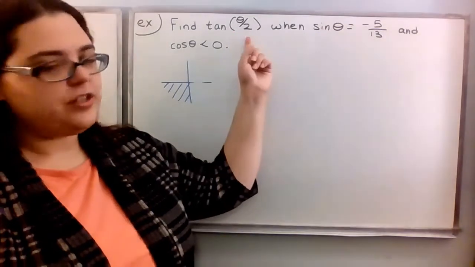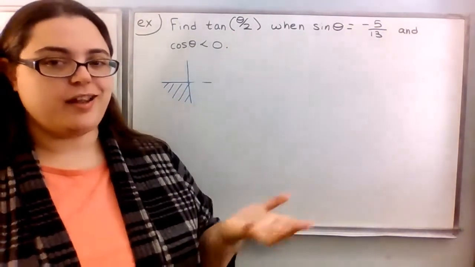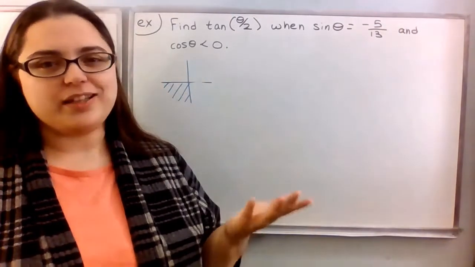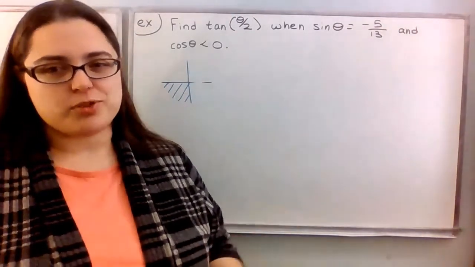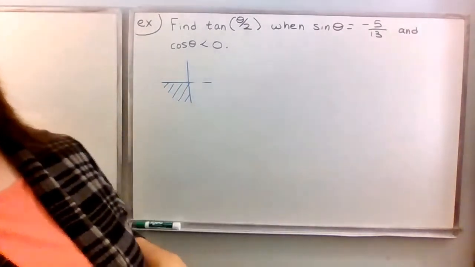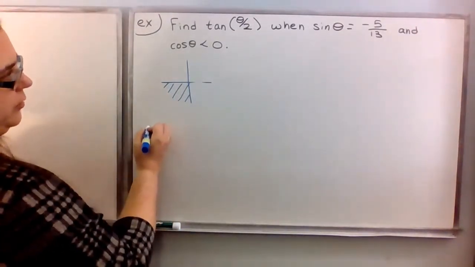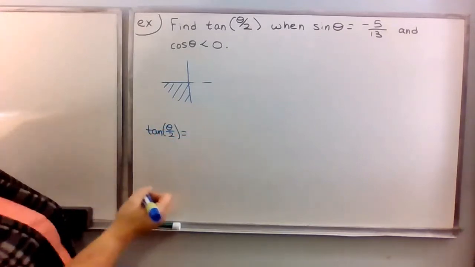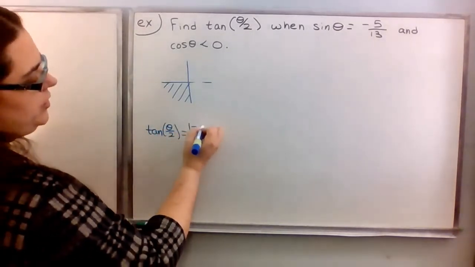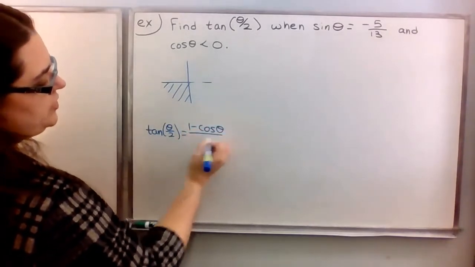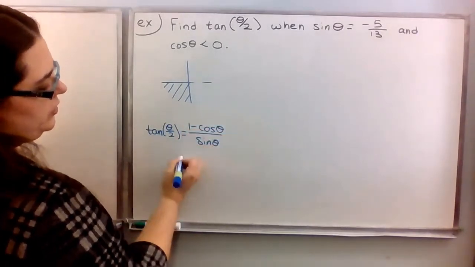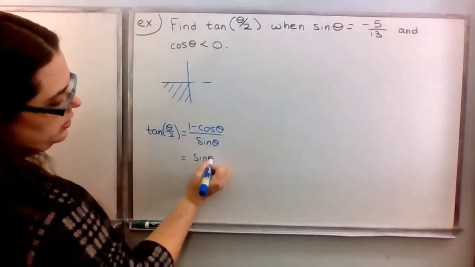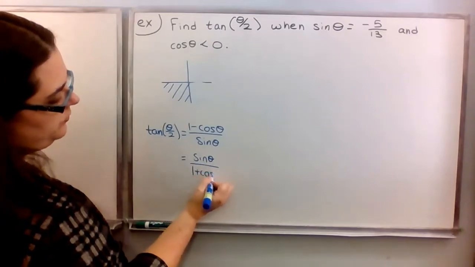To find tangent of theta over 2, I'm going to need a formula for tangent of half an angle. On this one, it really isn't going to matter too much which one we choose to use. So let's just jot them both down. We have tangent of theta over 2 is equal to 1 minus cosine theta over sine theta, or we could write that as sine theta over 1 plus cosine theta.